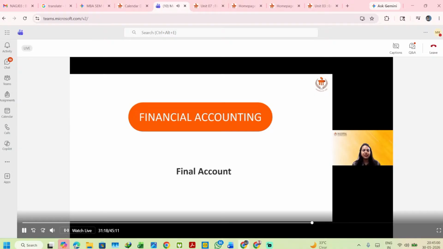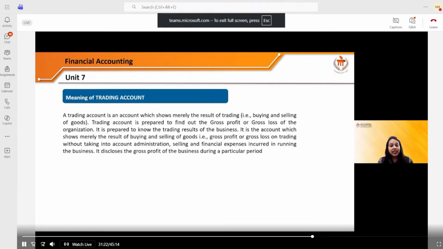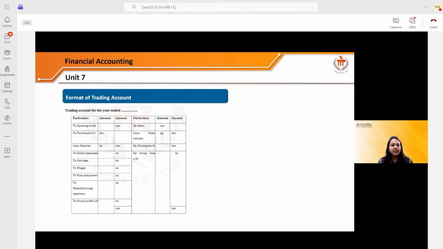What is the format of the balance sheet, as well as what content has been included in the trading account. In the previous class, I already showed how to prepare the trading account, what type of transactions has to be included on the debit side and the credit side of the trading account. But in today's session, we will learn how to solve the numerical.